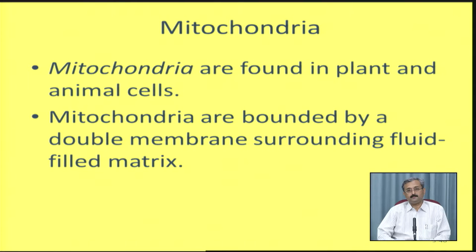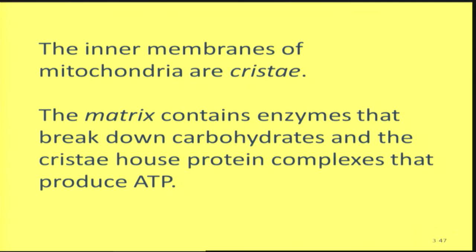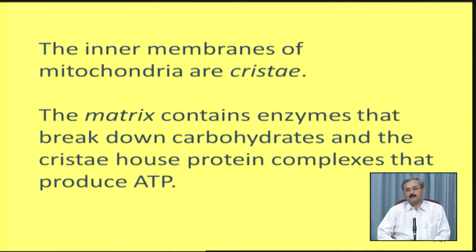Mitochondria are found in both plant and animal cells. They are bounded by a double membrane surrounding the fluid-filled matrix. The inner membrane of the mitochondria is folded into cristae. The matrix contains enzymes that break down carbohydrates, and the cristae house protein complexes that produce ATP.